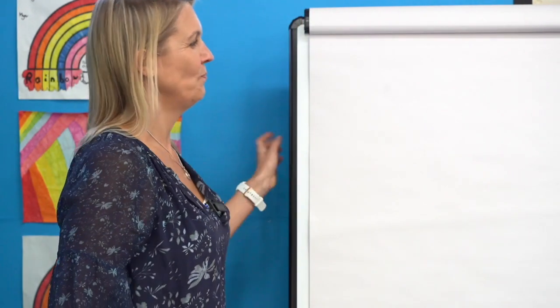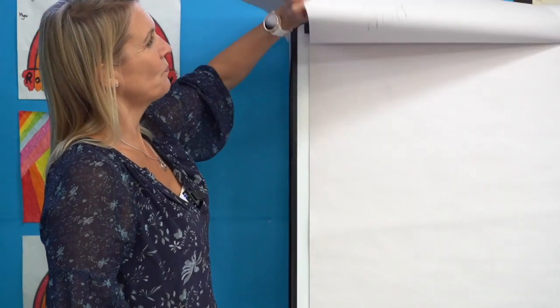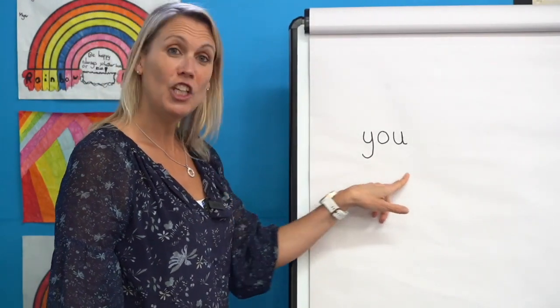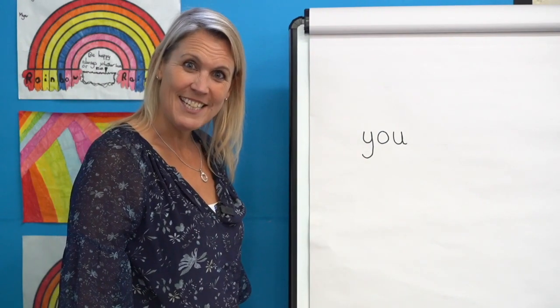Your turn. Say the word. Say the sounds. What's the tricky bit? The sound oo is written with the letters O, U. Write them down. Have you done? Are you ready? Shall we check? Y, oo, you. Did you get it right?